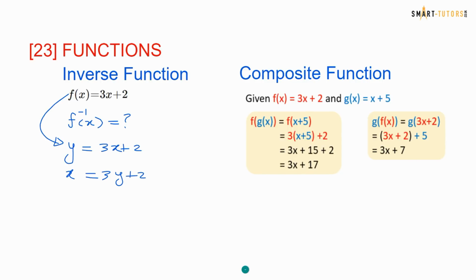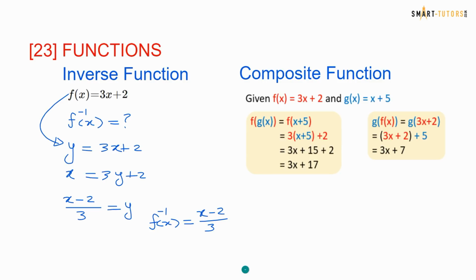So if you want to make y the subject, bring the plus 2 to the other side. So x minus 2, divided by 3, that is y. Now that is the answer: f inverse of x equals x minus 2 over 3.